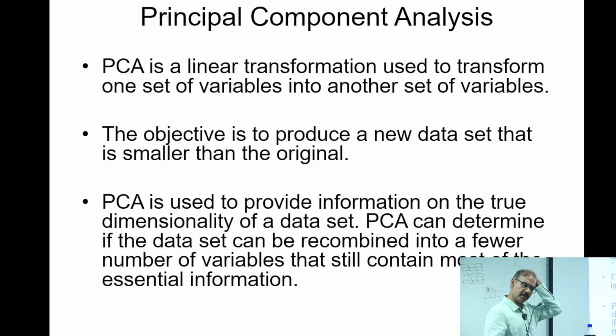And the objective is to produce a new data set that is smaller than the original. Okay. And PCA provides information on the true dimensionality of the data set, and PCA can be used to determine if the data can be recombined into a fewer set of variables that still contain most of the essential information, right?